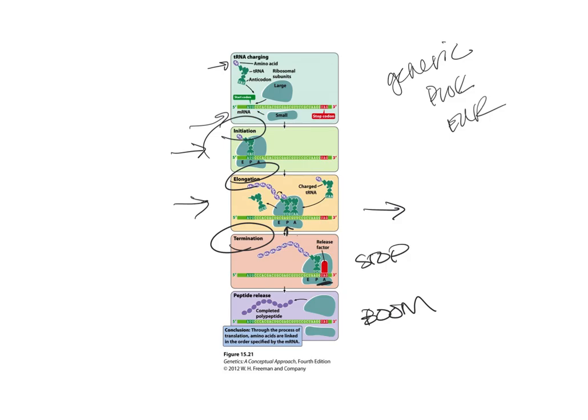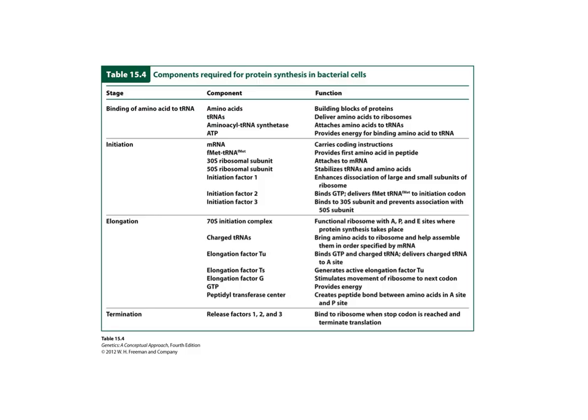What else? Components required for protein synthesis in bacteria. What do we need to know? So the prokaryotes. We are going to need the binding of the mRNA, amino acid and tRNA, methionine. That's the aminoacyl tRNA synthetase. This is the ribosomal subunits. We need ATP. This is small. You don't have to know it's 30S. This is large. You don't have to know it's 50S.